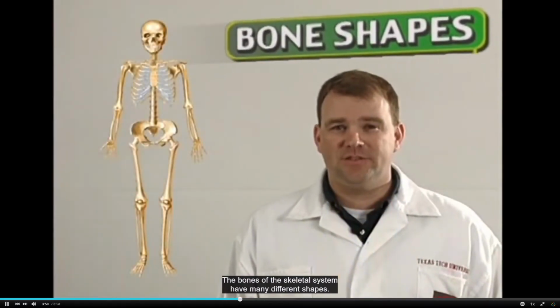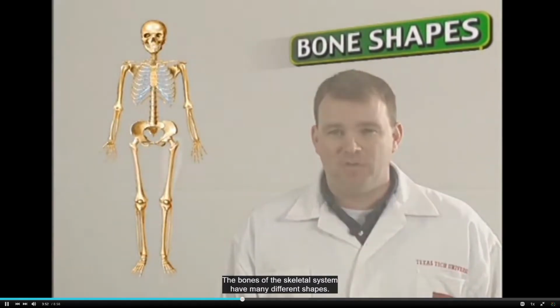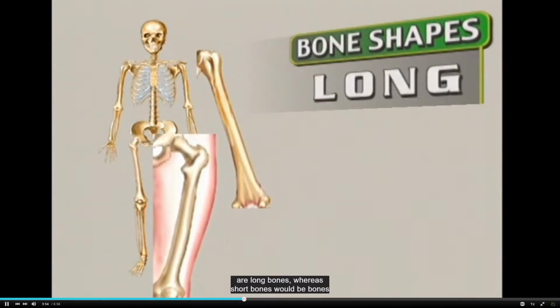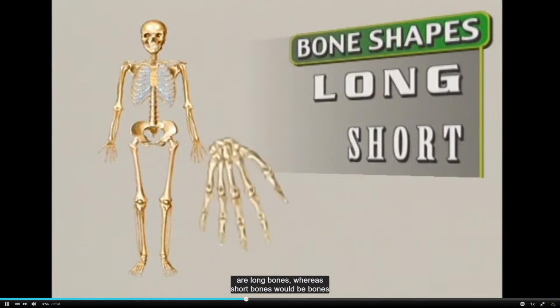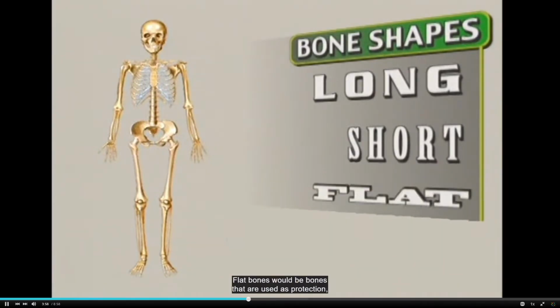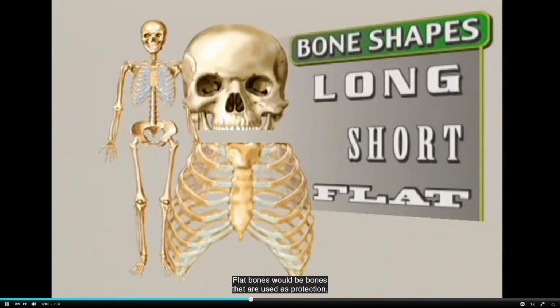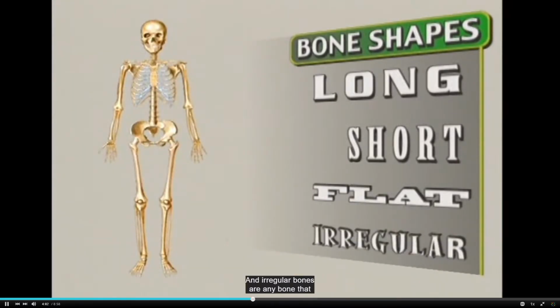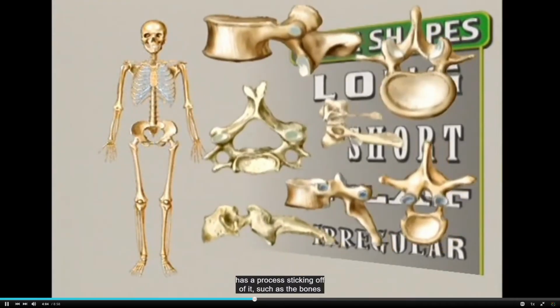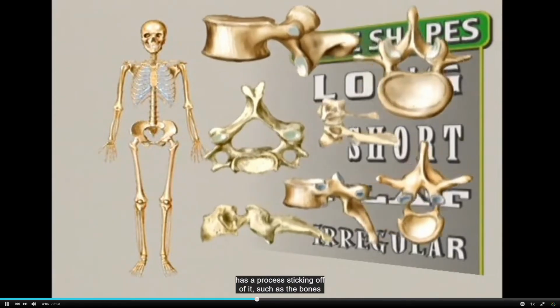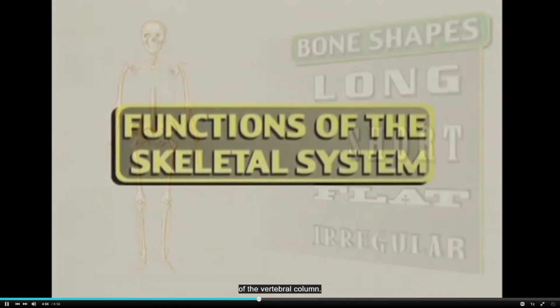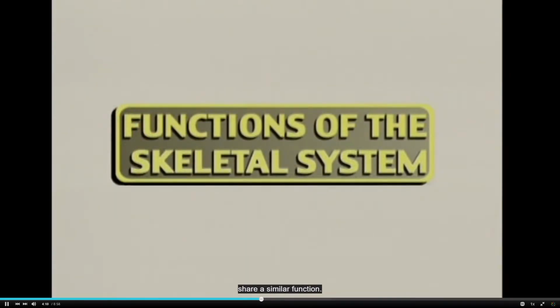The bones of the skeletal system have many different shapes. For example, the femur and the humerus are long bones, whereas short bones will be bones in the hand, the phalanges. Flat bones will be bones that are used for protection, like your ribs and your skull. And irregular bones are any bone that has a process sticking off of it, such as the bones of the vertebral column.